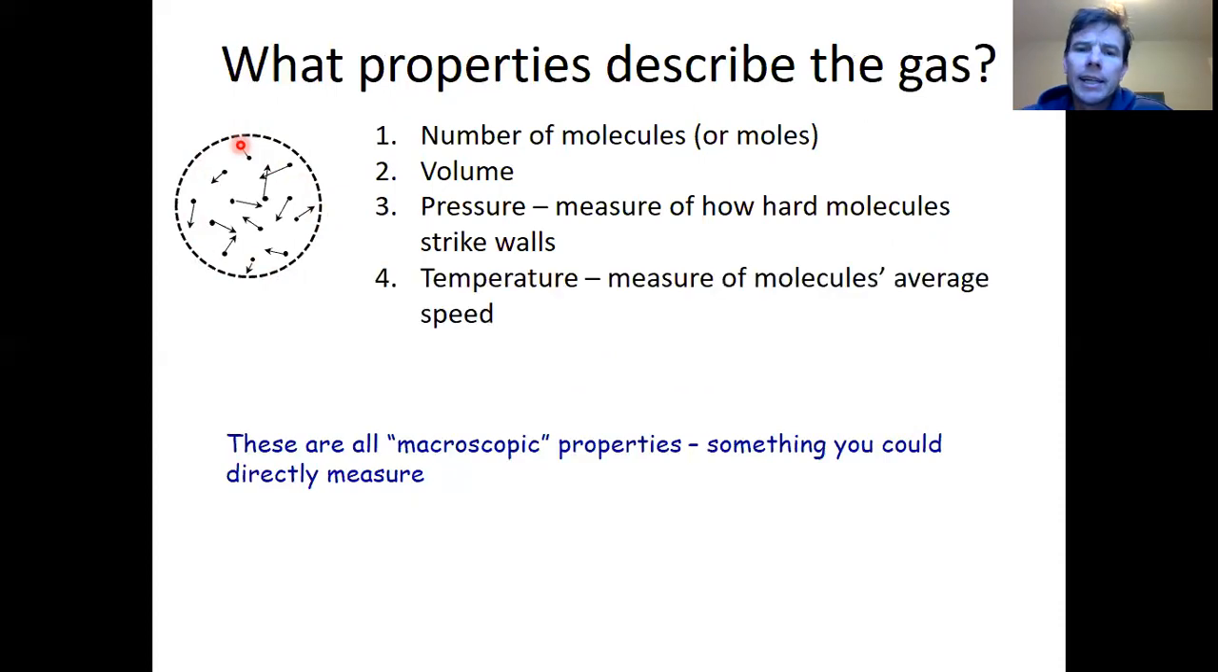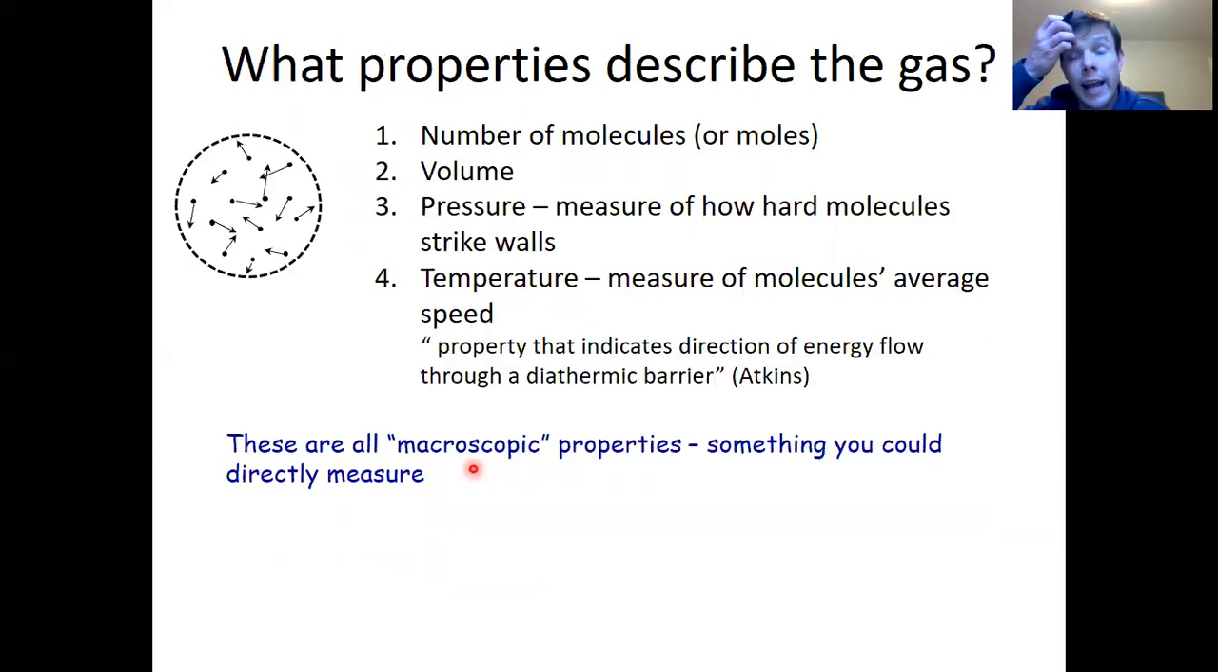Last but not least is temperature. And when you think about temperature in the context of the gas, what you're really probably imagining is how fast the molecules are moving. You have an intuitive sense that when the gas heats up, molecules go faster. And that's exactly right, but that is a little different. These properties that we're describing here are all macroscopic properties, or something you could measure. And how fast a molecule is moving is a little bit different thing.